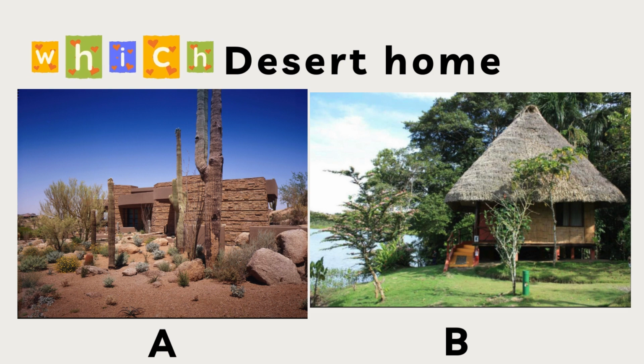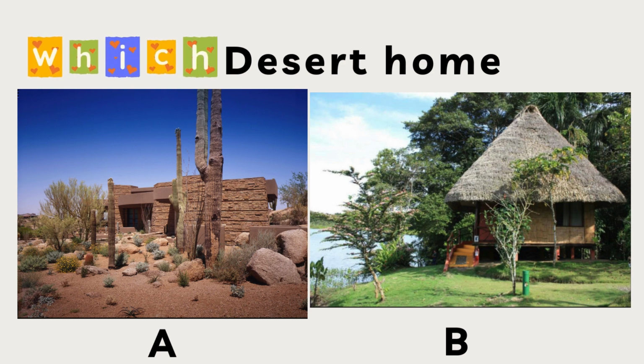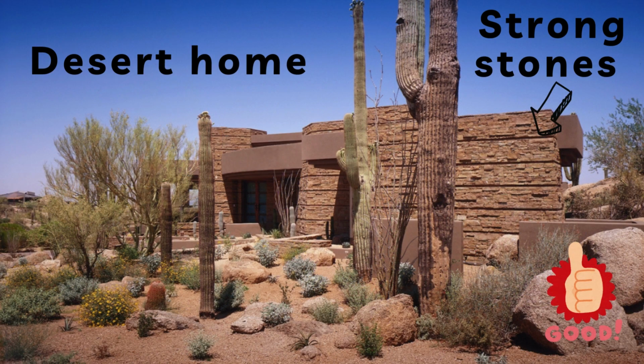Here we have two pictures, A and B, and I will ask you which roof is suitable for a home that is located in the desert. So which one, in your opinion, is suitable for a desert home? Yes. If you chose number A, this is right. And why? Now I will tell you why.